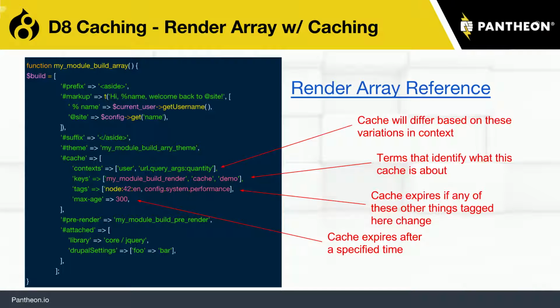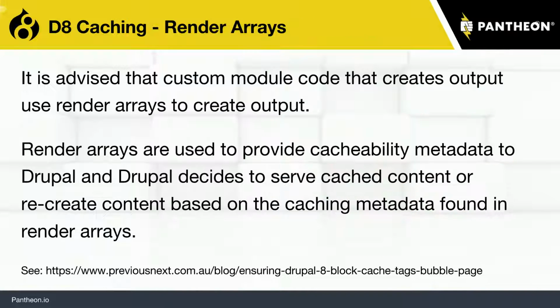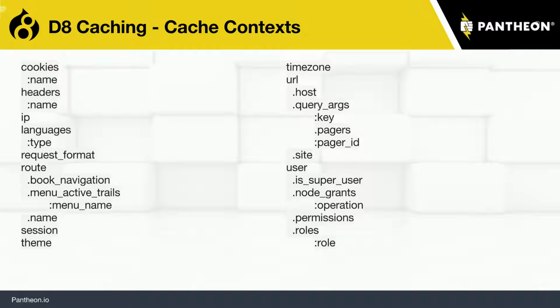Cache contexts, let's go back. Cache contexts are these things. All of these things are a context in Drupal. That means that the render array has to be re-rendered if the context changes.